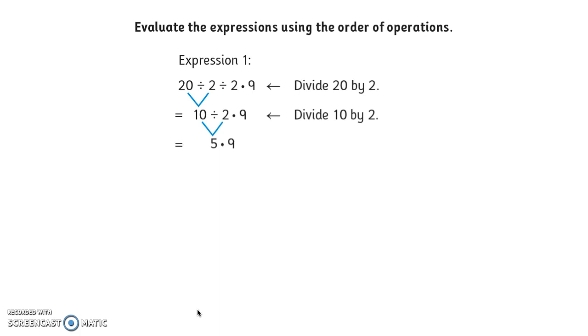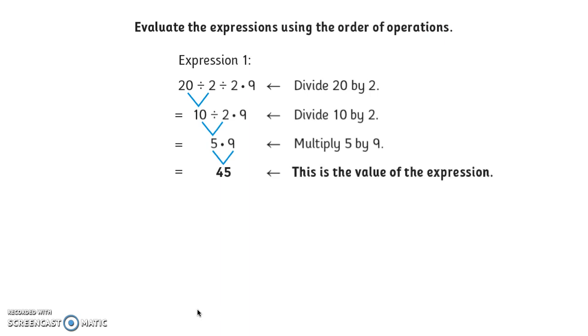Let's look at this one. We have 20 divided by 2, multiplied by 9. We're going to do division first. We're going to divide 20 by 2, which is 10. Then we're going to rewrite it. 10 multiplied by 9. We multiply 10 by 9 and we get 90. This is the true value of the expression.